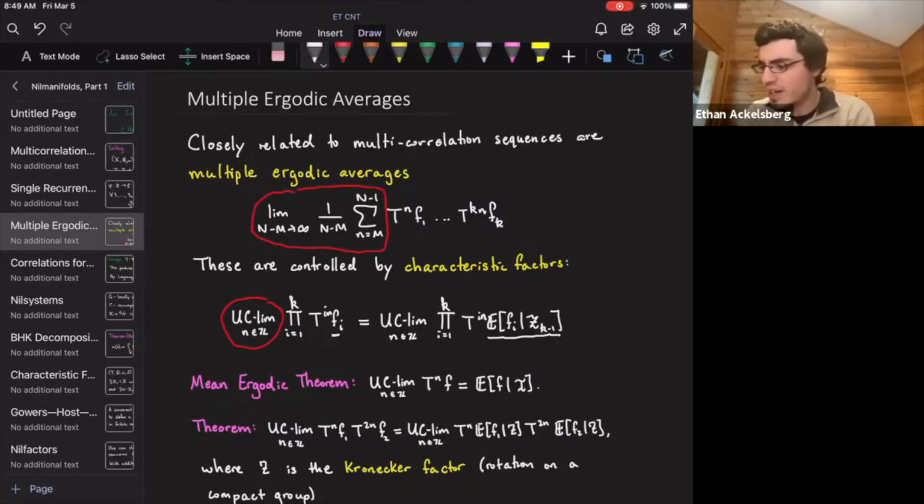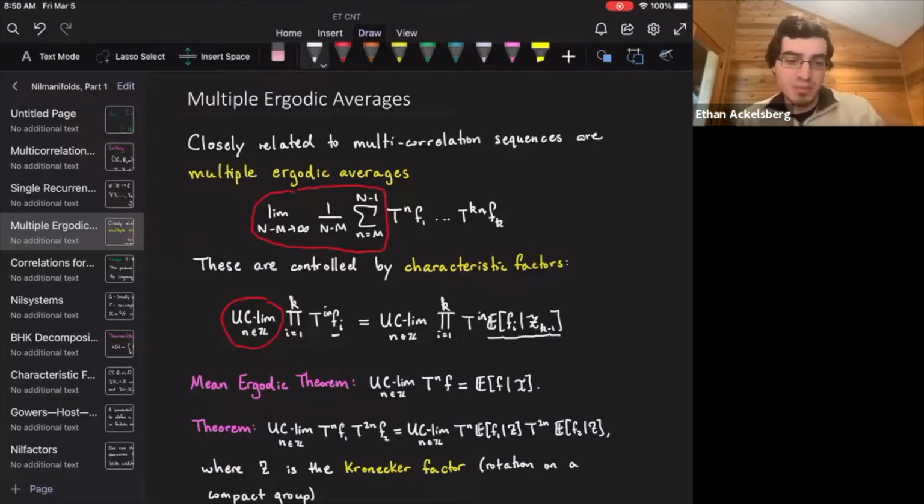Okay, and I guess I didn't really say where I'm studying these averages. Again, for everything I talk about, I'm going to be taking these averages in L2. All of the functions are going to be L infinity functions so that we can multiply them and they stay in L2. And when I'm dealing with L2, I can take these uniform Cesàro limits. I don't need to restrict my Følner sequences.